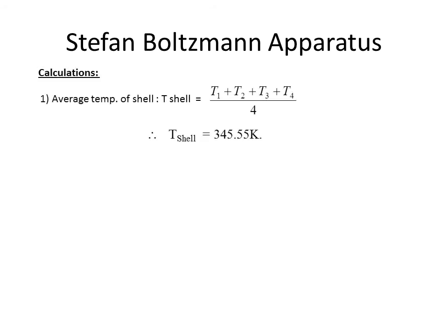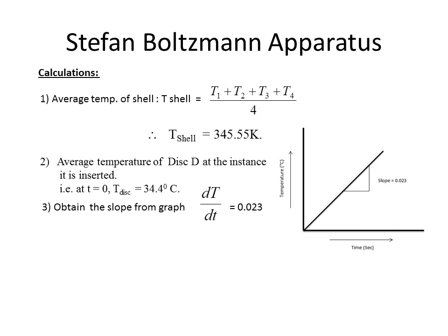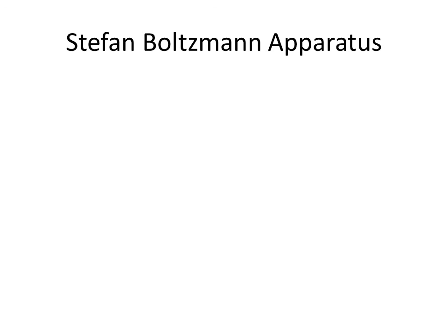Calculations. Average temperature of shell is 345.55 Kelvin. Average temperature of disk at the instant it is inserted, that is at 0 second, is 34.4 degrees Celsius. Obtain the slope from the graph, which is equal to 0.023. Value of Stefan-Boltzmann constant can be obtained by the following formula, and the value is 4.21 into 10 raised to minus 10 watt per meter square Kelvin raised to 4.